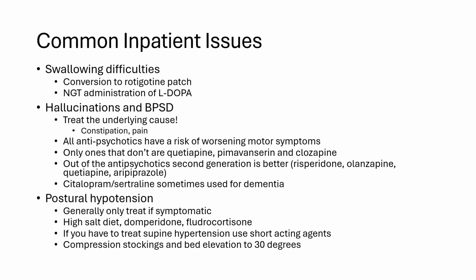The only ones that don't, or have evidence to not worsen the symptoms, are quetiapine, pimavanserin, and clozapine. The one that has the most evidence is clozapine. So in an exam setting, that would be the correct answer, followed by quetiapine, which is the other one that's used regularly. The second generation's better anyway. And then sometimes you can treat the dementia in the same way that you treat other forms of dementia. So a low dose SSRI or SNRI can sometimes be helpful.